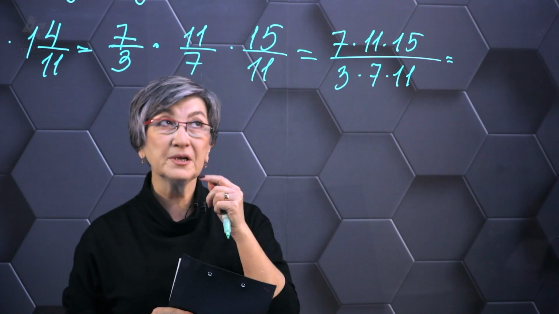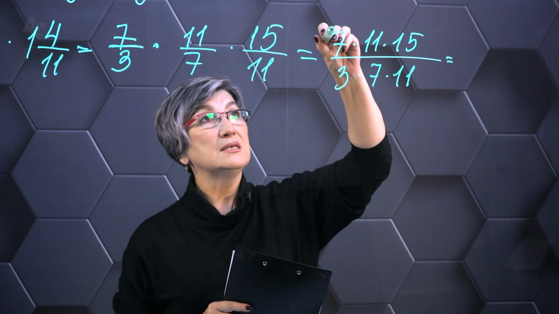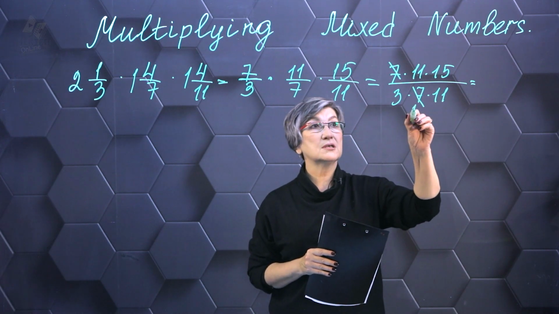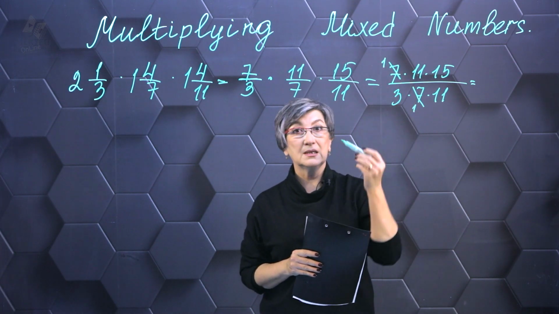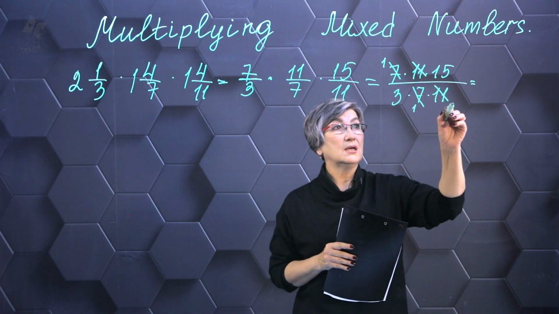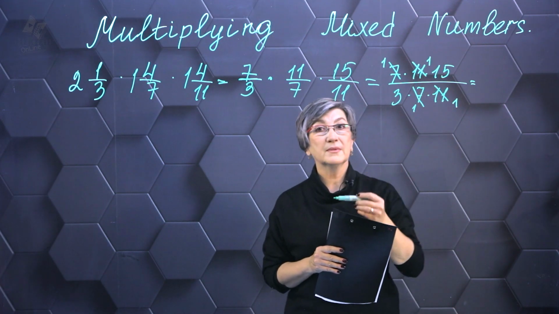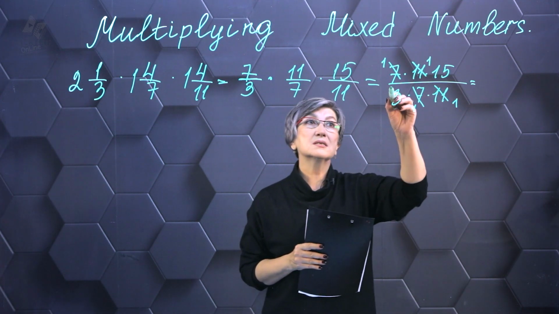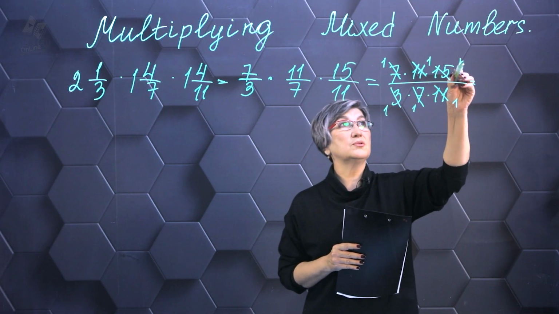What am I talking about? Notice how 7 and 7 reduce, which leaves 1 and 1. Next, 11 and 11 are also reduced, and that leaves 1 and 1. Then 3 and 15 are also divided by 3. So there will be 1 here and there will be 5 here.